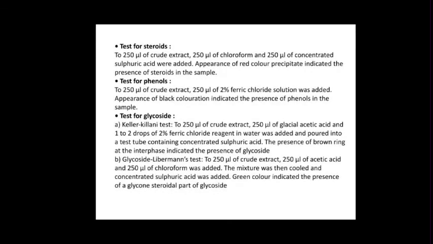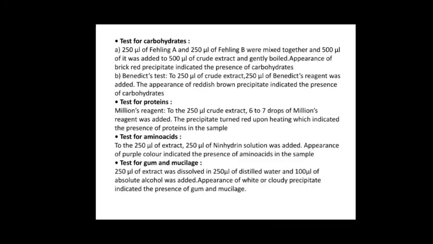Second test for glycoside, Liebermann's test. 250 ml of crude extract and 250 ml of acetic acid and 250 ml of chloroform were added. The mixture was then cooled and concentrated sulfuric acid was added. Green color indicated the presence of a glycosteroidal part of glycoside. Tests for carbohydrates, proteins and amino acids, and gums and mucilages are thereby shown.